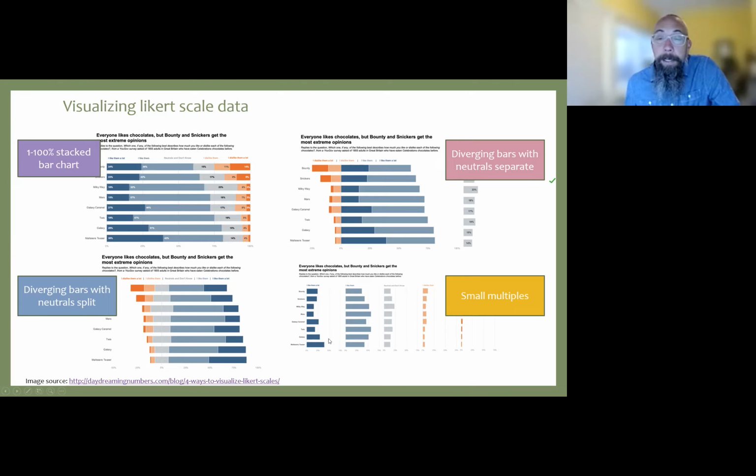And then finally, this is something called small multiples. I think we'll talk a little bit more about small multiples.